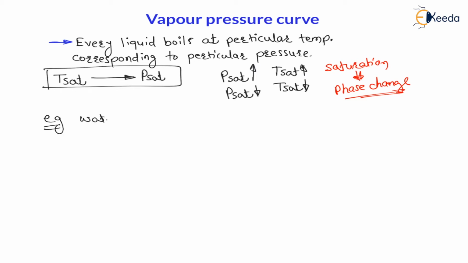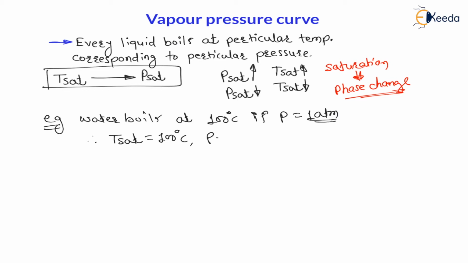Water boils at 100 degrees Celsius if the pressure on the water is equal to 1 atmosphere. Means in this case, the saturation temperature is 100 degrees Celsius, and saturation pressure is 1 atmosphere, that is atmospheric pressure. So my dear students, if this atmospheric pressure changes, then saturation temperature also changes.